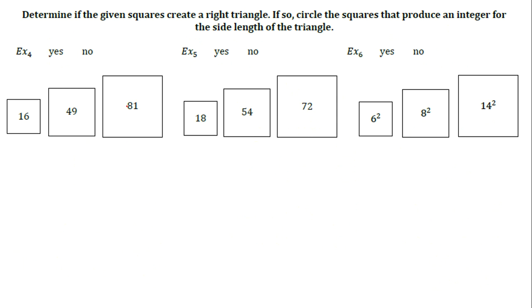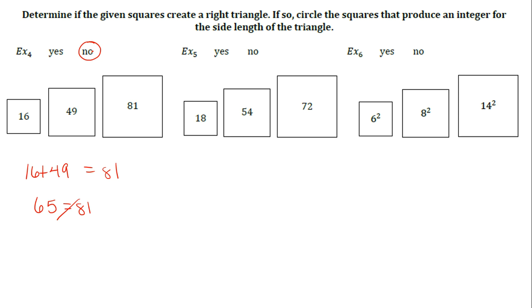Okay, let's look at these examples. So here are 3 squares. If we were to arrange those, could we create a right triangle? In order to do that, we would add the 2 smaller squares, and they need to equal the larger square. So we would have 16 plus 49 equals 81. We add the left side and we get 65 is equal to 81. This is false. So these 3 squares could not create a right triangle.